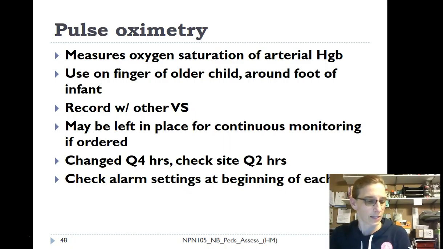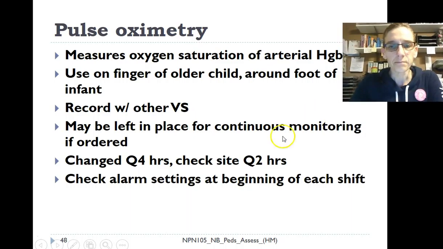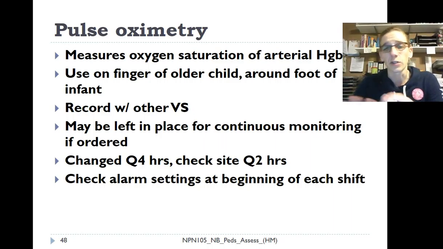All right, then we've got pulse oximetry here with respiratory rate still. It measures your oxygen saturation of the arterial hemoglobin. It's used on the finger of an older child and around the foot of the infant. So you record it with other vital signs. It can be left in place for continuous monitoring if needed. And if it needs to be done on continuous monitoring, then you will change the site every 4 hours and check the site every 2 hours. So it may have to be done on one foot, then on the other foot, on a toe, on the hand, on a finger. Very difficult on a finger for an infant.